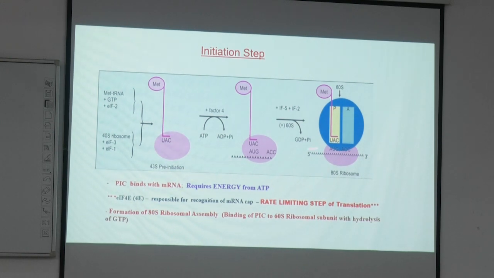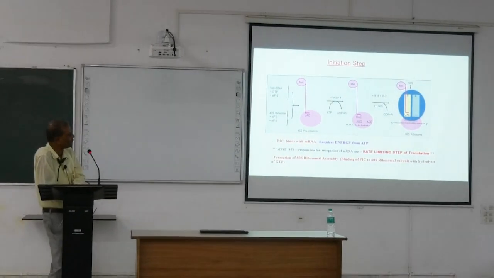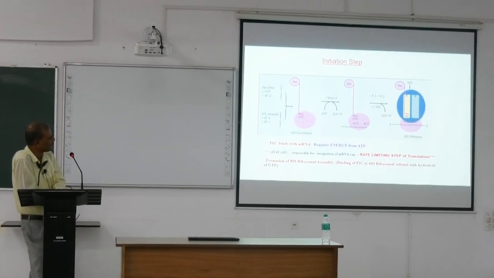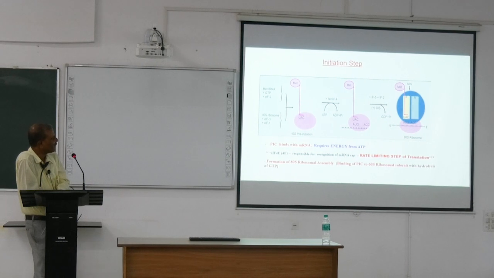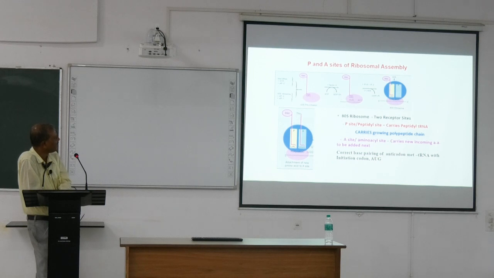So first, this 43S pre-initiation complex will combine with mRNA and start scanning until it finds the AUG sequence where it will bind. Then the 60S ribosomal subunit will come, and it will add methionine in the first place. There are two sites, the P site and the A site. You can see there is a P site and there is an A site.